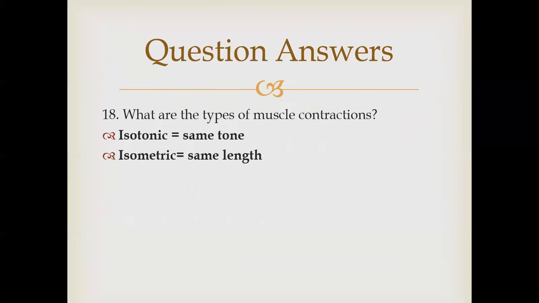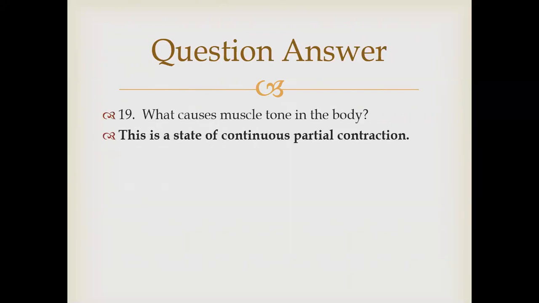18, what are the two types of muscle contractions? It can be isotonic or isometric. So they can be within the same tone or within the same length. 19, what causes muscle tone in the body? It is the state of continuous partial contraction. So if you are one who works out regularly, initially when you begin, you will see that you have no muscle tone in the area that you're working out. But over time, as you're able to maintain that continuous state of partial contraction, the size of your muscles in that particular area will increase because it's able to maintain that partial contraction.